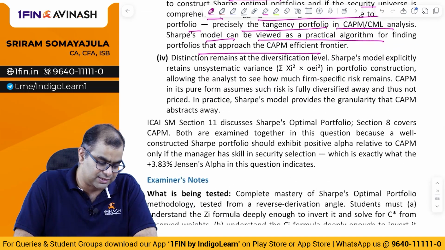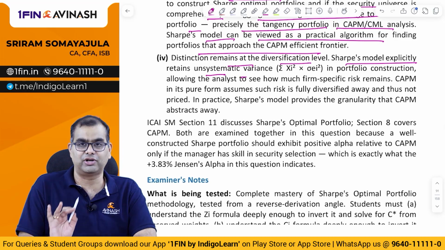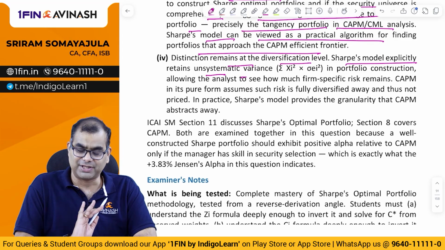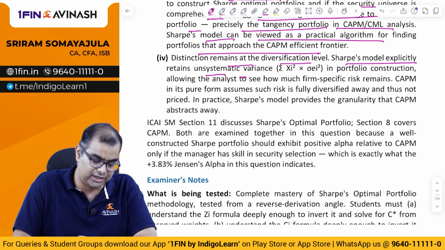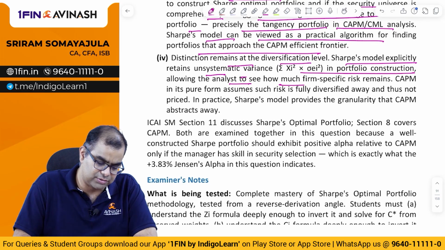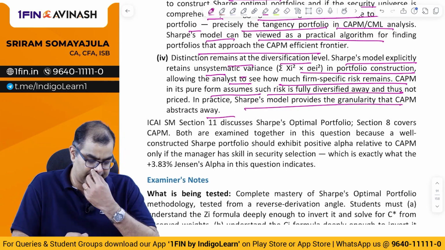These are all things we don't discuss. The distinction remains at the diversification level. Sharpe's model explicitly retains unsystematic risk. This I also wrote: systematic, unsystematic, simple. You should always assume in CA exams you have to give a simple explanation. All these fancy explanations are not required. In portfolio construction, following the analysis, see how much firm-specific risk remains. CAPM, in its pure form, assumes the portfolio is diversified. In practice, Sharpe's model provides a granularity that CAPM extracts away.